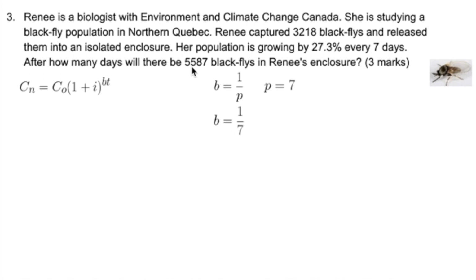Our final amount is 5,587. It's going to go right there. Our initial amount is 3,218. It's going to go right here. Our growth rate is 27.3% as a decimal, so let's move the decimal point back twice. That's 0.273. We're going to add that to 1, which is going to give us 1.273. And then we filled in everything we knew. Final amount goes here, our initial amount goes there, and 1 plus i is 1.273 to the bt. We have to solve for bt.